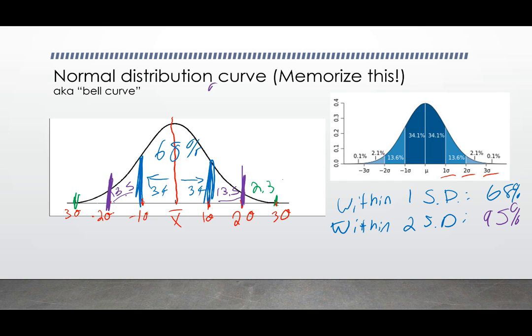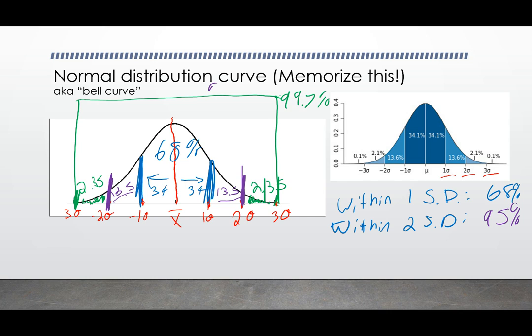2.35%, which is tricky. 2.35% here on the left and another 2.35% on the right. So that's just this part and this part. That's 2.35%. Together, though, from 3 standard deviations below all the way up to 3 standard deviations above, this is 99.7% of all my data.